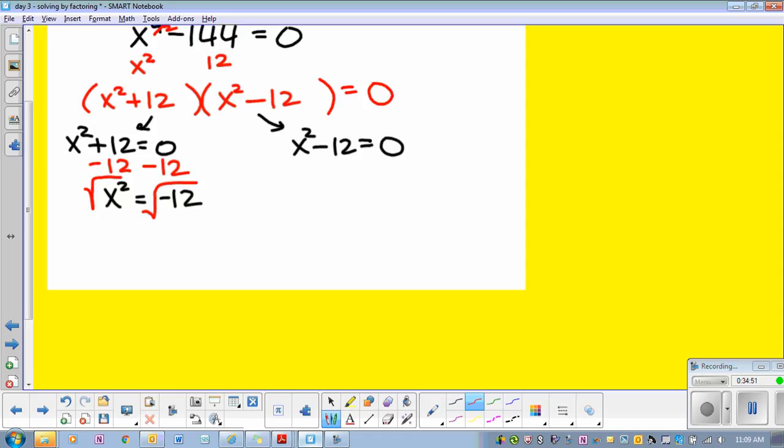Square root, you have to do what? Plus or minus. Tom, are you packing up? Why are you packing up? We're still working. No. Get your pencil out.